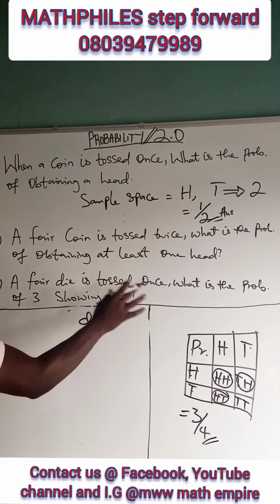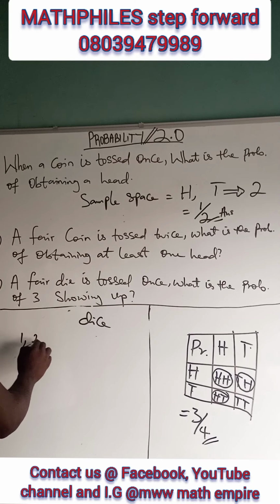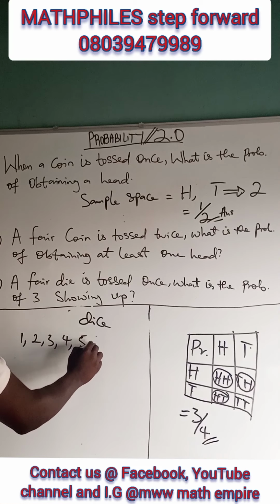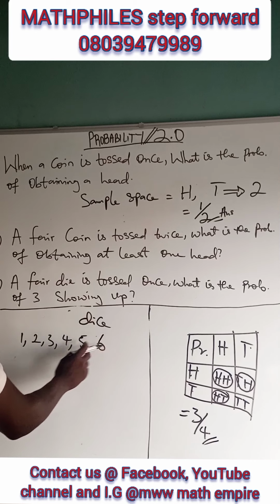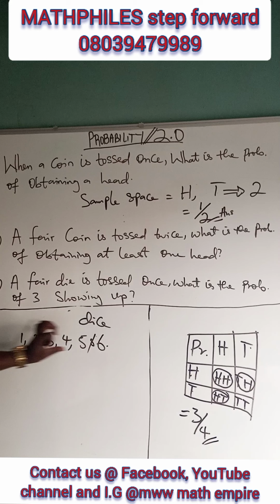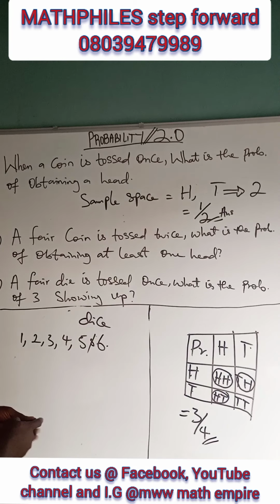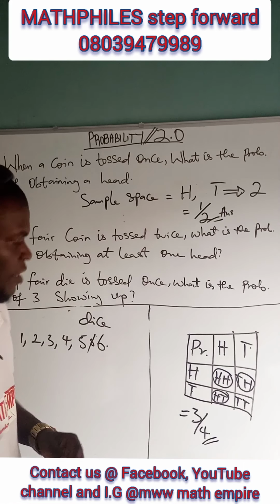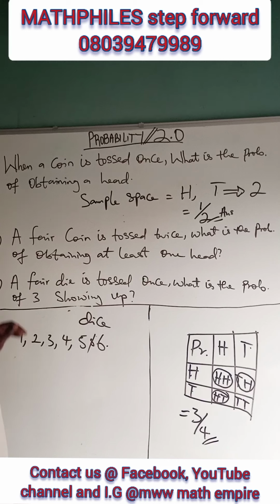So let's move. We have 1, 2, 3, 4, 5, and 6. This is the total outcome of a die. You either obtain 1, 2, 3, 4, 5, and the highest is 6, which is popularly known as Siki. Fine. So now, since we've gotten this, we are looking at the probability of obtaining 3.